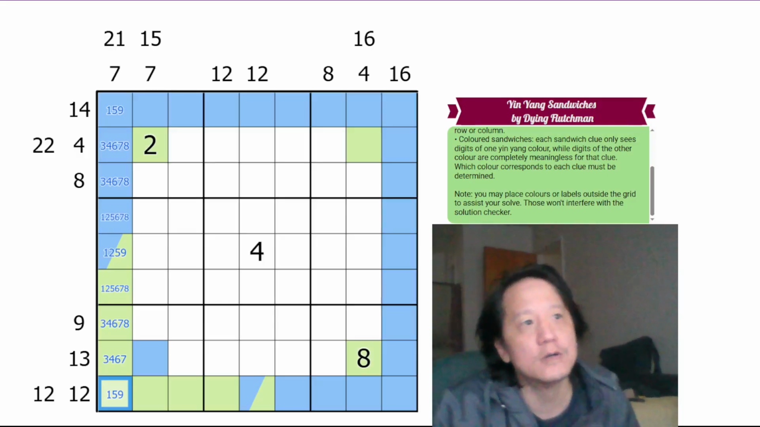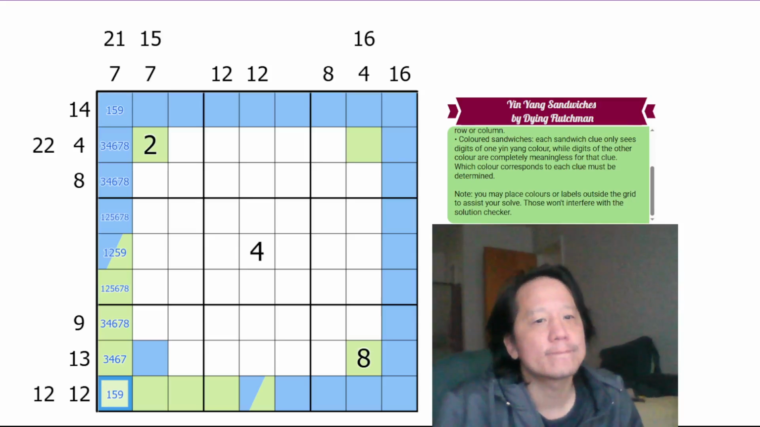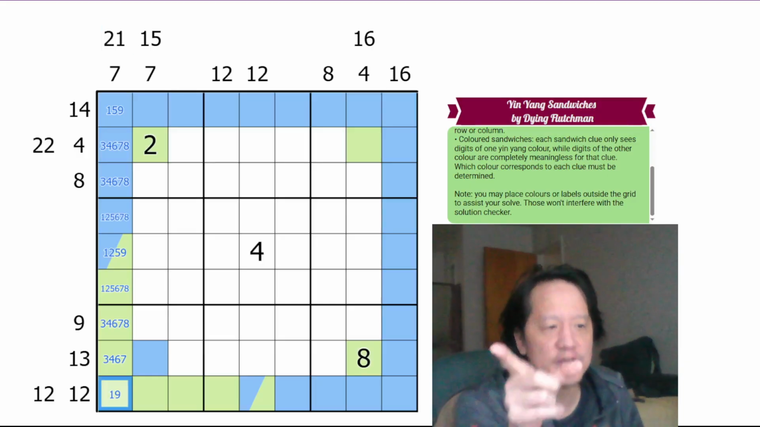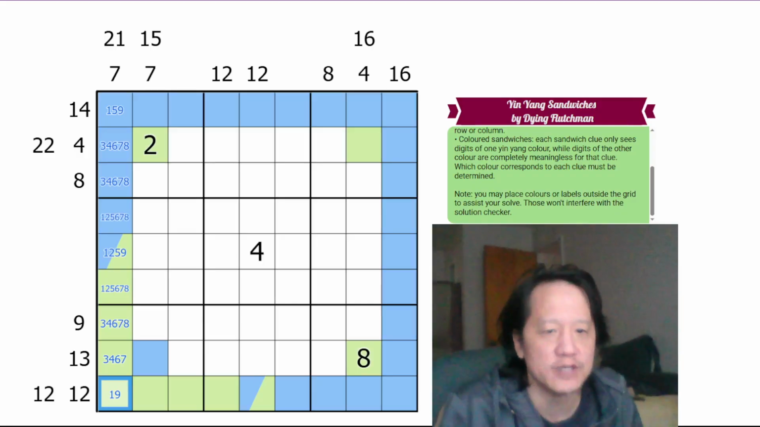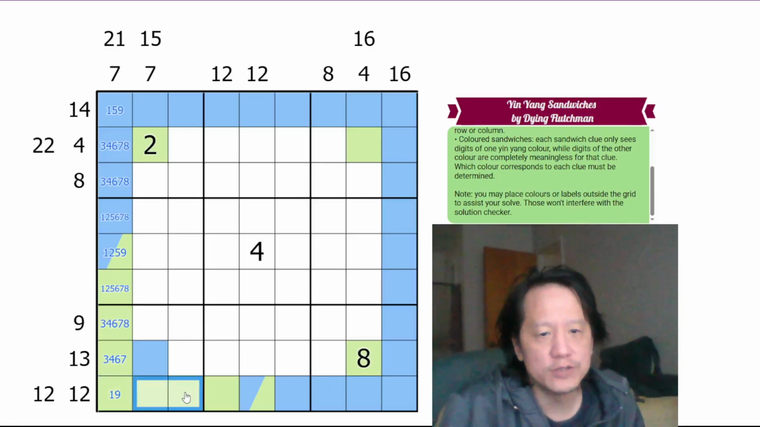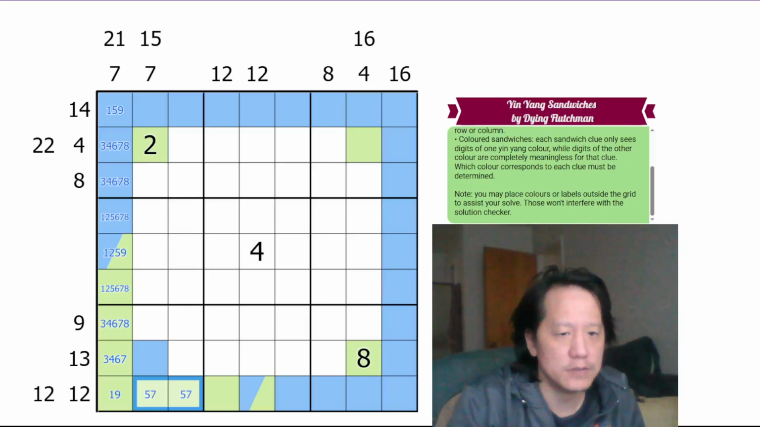So therefore, this cannot be a 5 here. Right? 5 and 7 have to be in between. 2, 4, 6 have to be in between. So either this is a 5, 7 pair, or it's 2, 4, 6. And this can't be 2 because of the 2 in the column. This then has to be 1, 3, or 9. Or 8, right? And it cannot be 8 here.